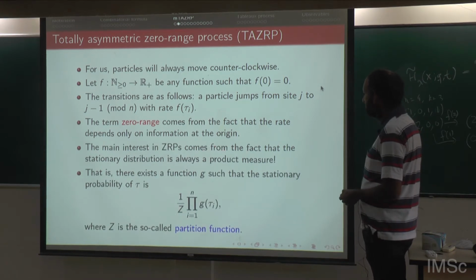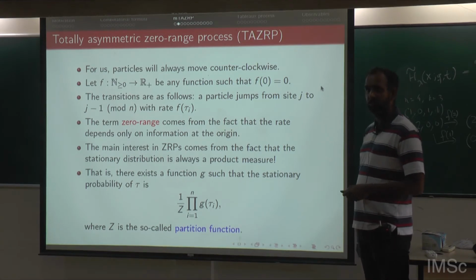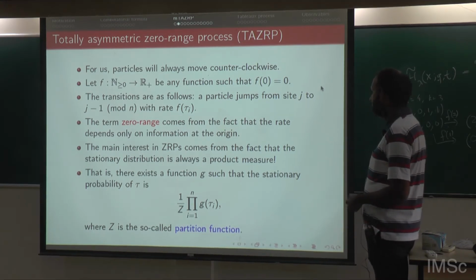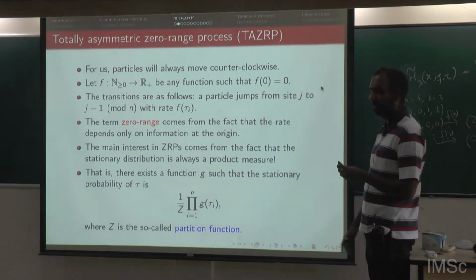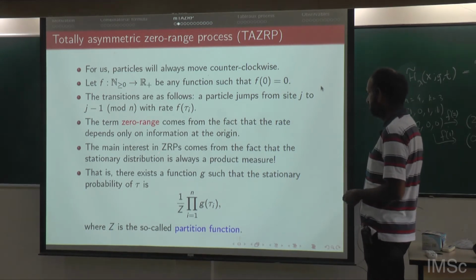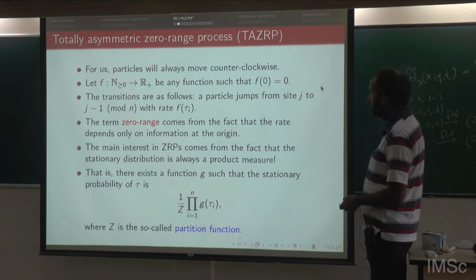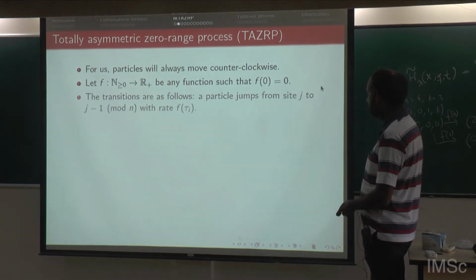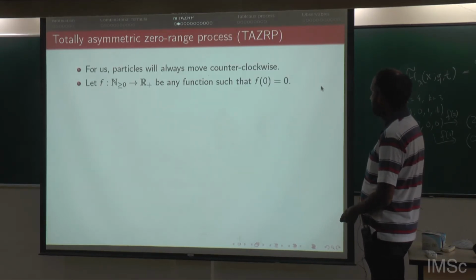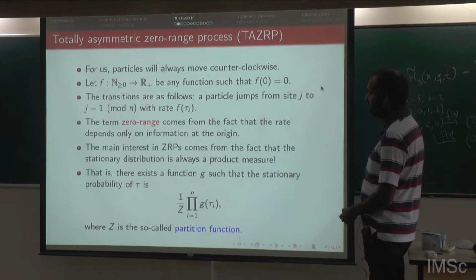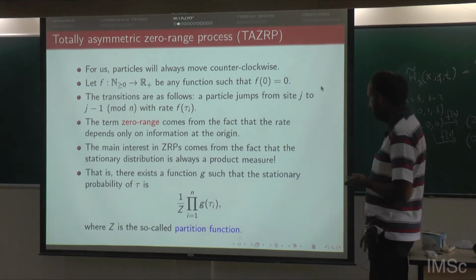And the main interest in this comes from the fact that no matter what f you choose, the stationary distribution is always a product measure. And stationary distribution is the long-term distribution. So if you wait long enough and look at the probability distribution, it will always be a product measure. Which means that there exists a function g such that the stationary probability of the tau that I defined earlier, tau 1 to tau n, is the product of g of tau j's. Okay? There are no correlations.